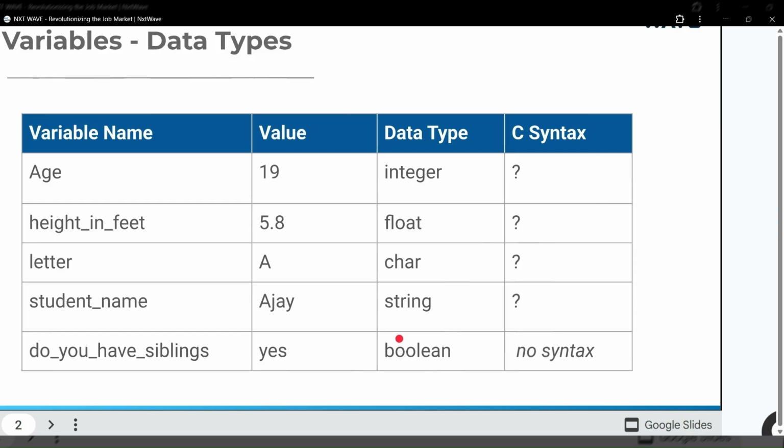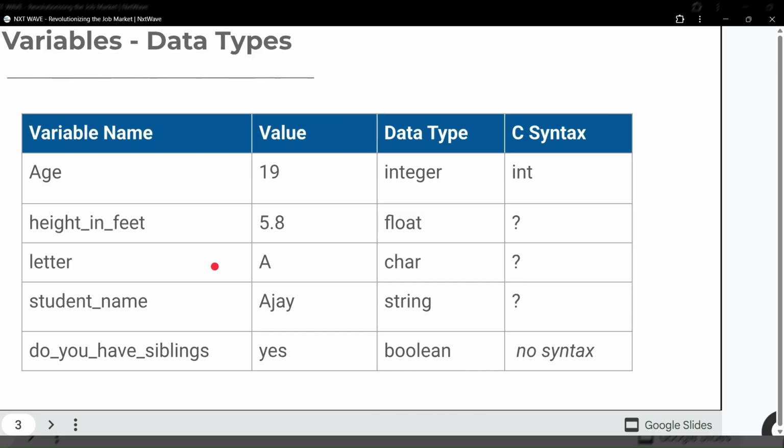This 19 is assigned to the variable age and 5.8 is assigned to the variable height. The letter A is assigned to a variable, and Ajay to student name. In yesterday's class, we discussed the variable syntax, what we should use and what we should not use in variables. In this section, we will discuss some problems and their data types.